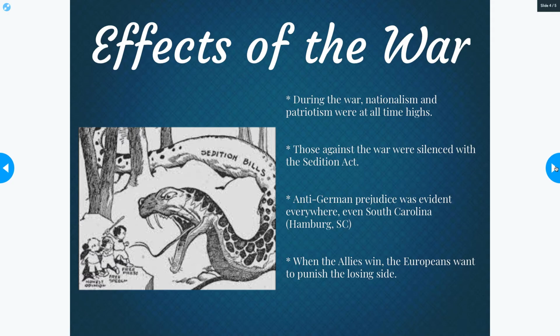Now, you did cover this last bullet point in 7th grade. When the Allies win, the Europeans want to punish the losing side, and that's going to set up World War II pretty badly because Hitler, of course, is going to use that Allies winning and punishing the losing side as sort of his fuel and rise to power during World War II.